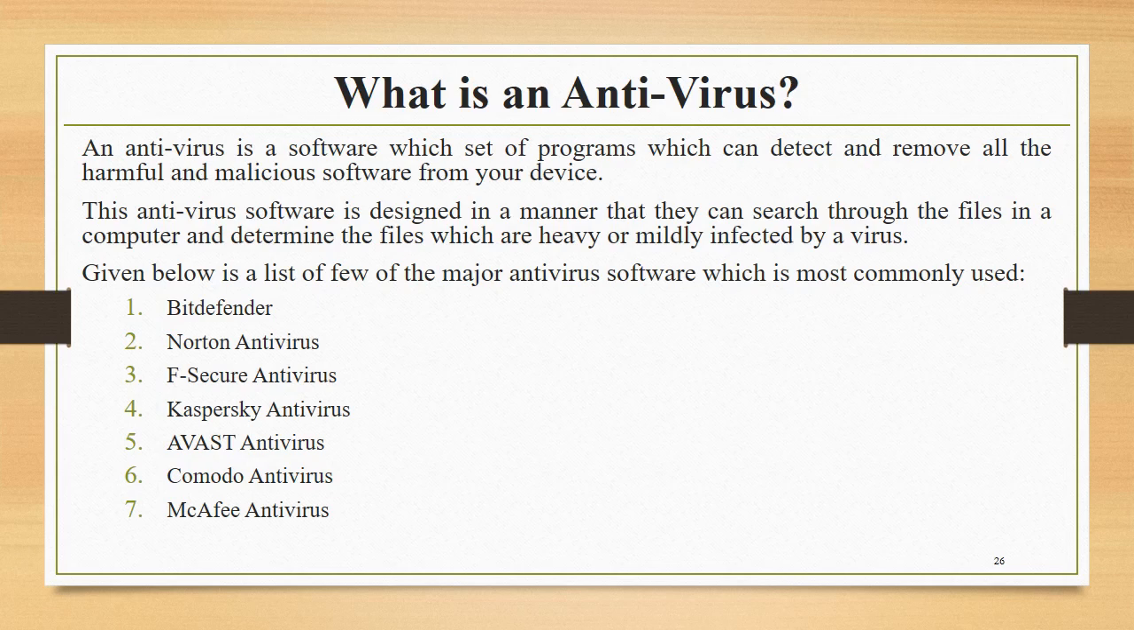What is an antivirus? An antivirus is a software set of programs which can detect and remove all the harmful and malicious software from your device. This antivirus software is designed in a manner that they can search through the files in a computer and determine the files which are heavily or mildly infected by a virus. Given below is a list of a few of the major antivirus software which is most commonly used. 1. Bitdefender. 2. Norton Antivirus. 3. F-Secure Antivirus. 4. Kaspersky Antivirus. 5. Avast Antivirus. 6. Komodo Antivirus. 7. McAfee Antivirus.